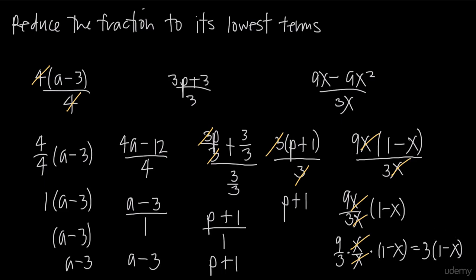So you could say that your final answer then is 3 times quantity 1 minus x. If you wanted to, you could distribute this 3 and say that the final answer is 3 minus 3x. But that's how you use cancellation to reduce some more complicated fractions to their lowest terms.